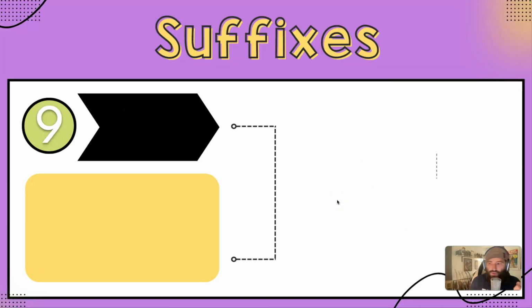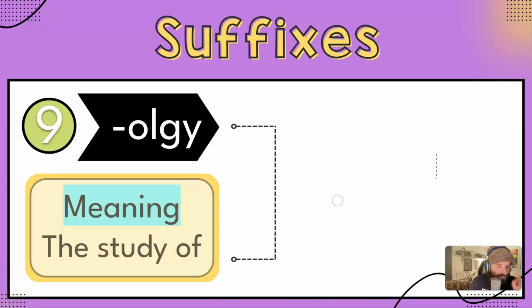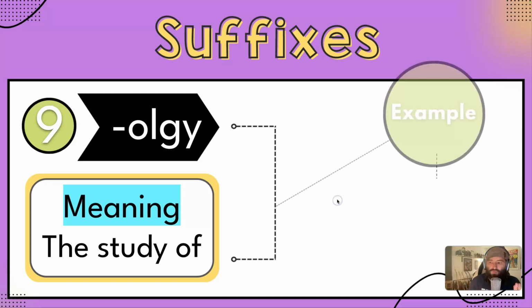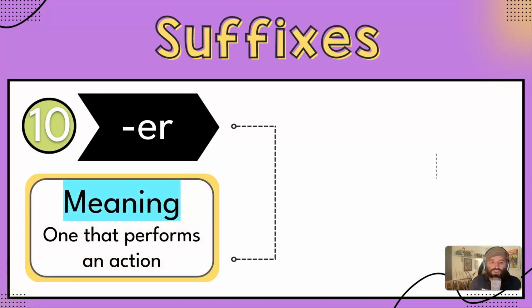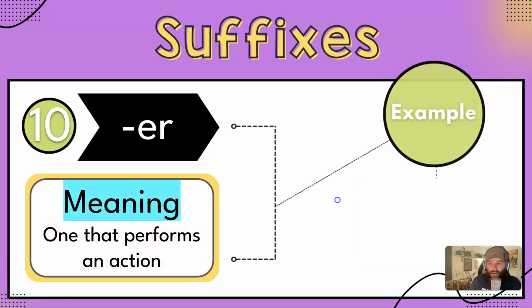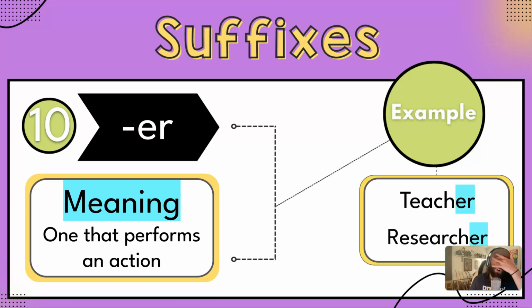Our last two here, and I'm sorry this video is way longer than I wanted it to be, especially for morphology, but we have ology. Funny enough, the study of morphology, the study of where words come from, and then mythology, the study of myths and their origins. And then we have biology, geology, astrology. There's so many different ologies, okay? And then our last one is er. This is one that performs an action. So a doctor, a builder, a teacher, a researcher, they're actually doing something, right? A teacher is teaching. A researcher is researching. A builder is building.